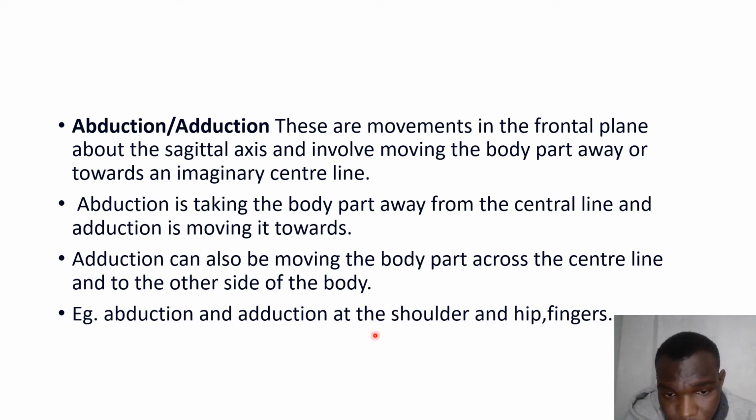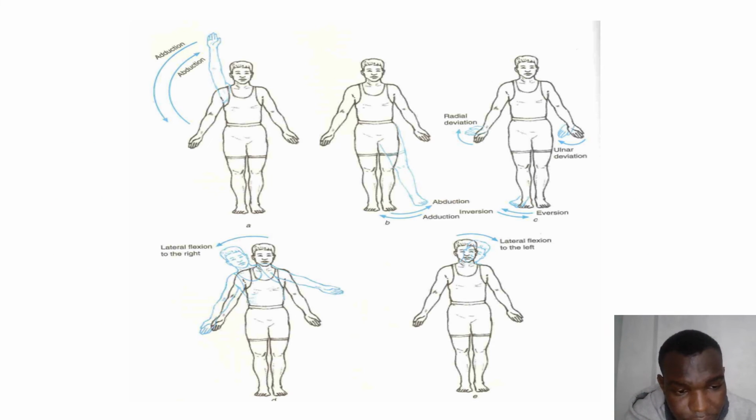Examples are abduction and adduction at the shoulder joints, hip and fingers. Now you can see this abduction right here is going upward and downward. Abduction, adduction. Then now here should be my piercing. I can't pierce here because if I'm piercing here, this movement can partially occur, the adduction can partially occur, but the abduction cannot occur. So I have to pierce here.